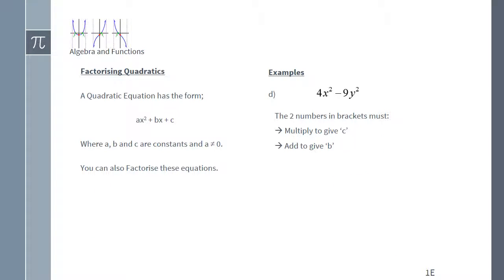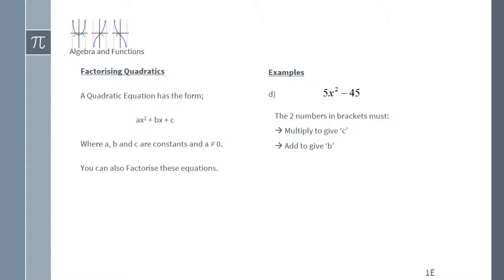4x squared minus 9y squared. Because once you know and learn that, you can recognise things like this quite quickly as the difference of two squares. It's 2x squared minus 3y squared. So 2x plus 3y times 2x minus 3y. Recognising the difference of two squares is useful in much of the maths we will be doing in the near future.